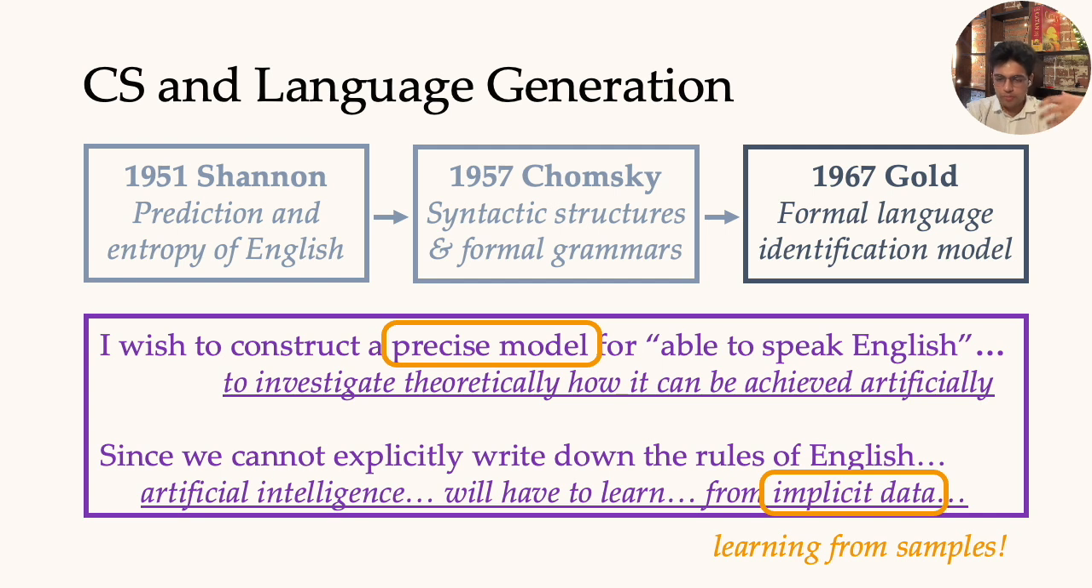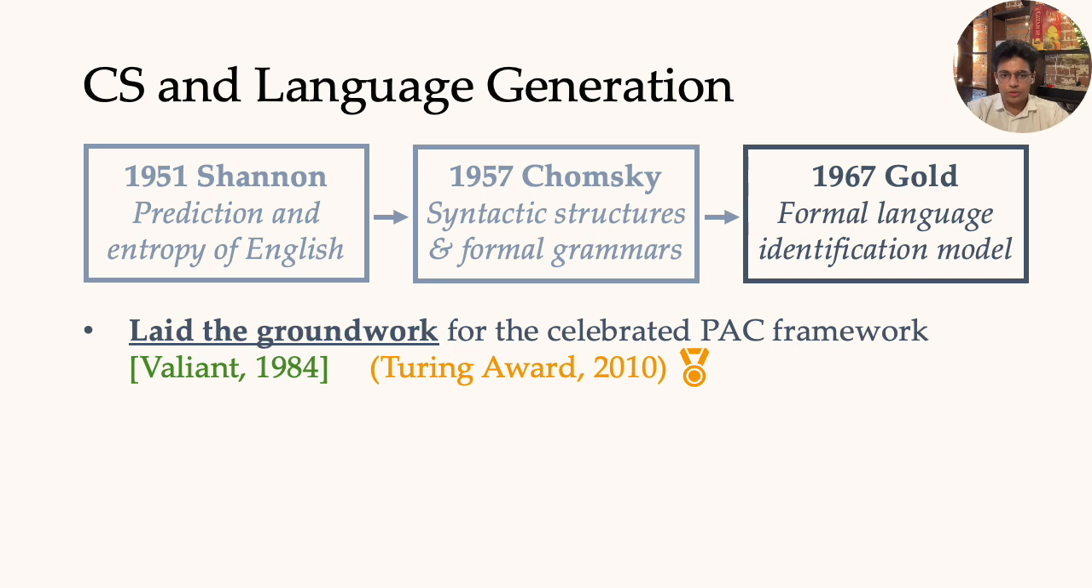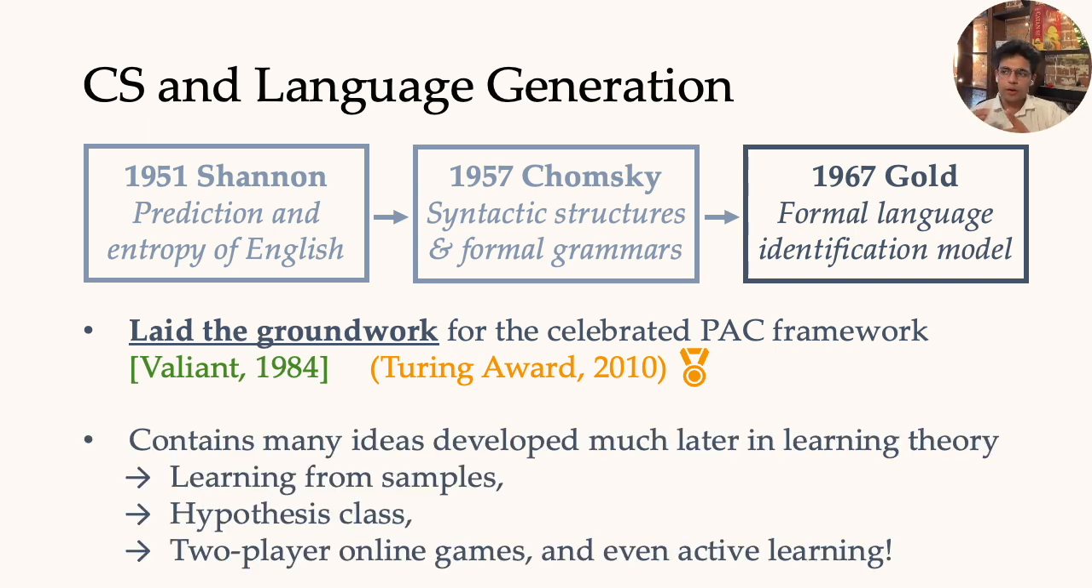Along with Vapnik, Chervonenkis, and others, Gold was perhaps the first to introduce the idea of learning from samples, as opposed to explicitly defined rules. All of this work, of course, laid the groundwork for the celebrated PAC framework. But apart from this high-level direction, Gold's work also had a number of ideas which took a while to be fully developed in learning theory.